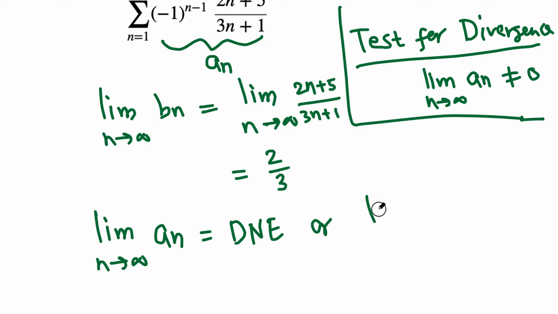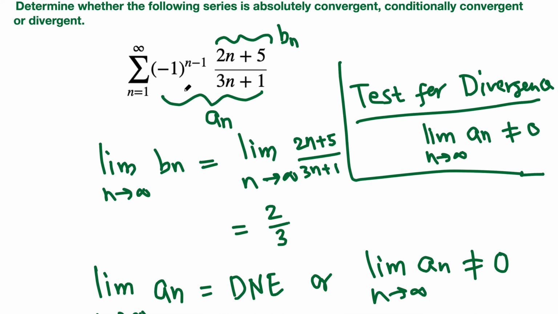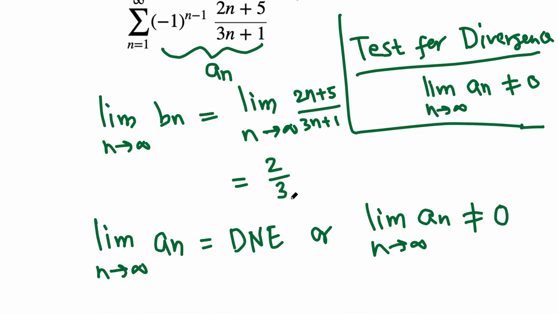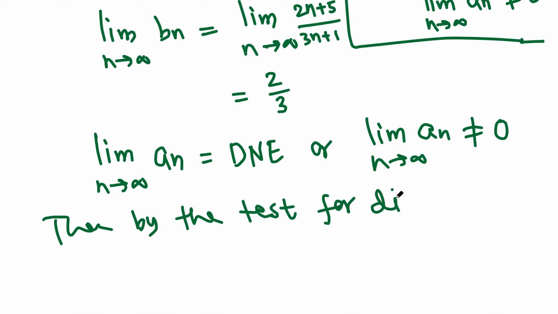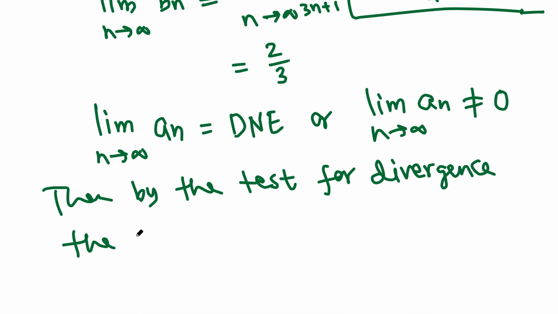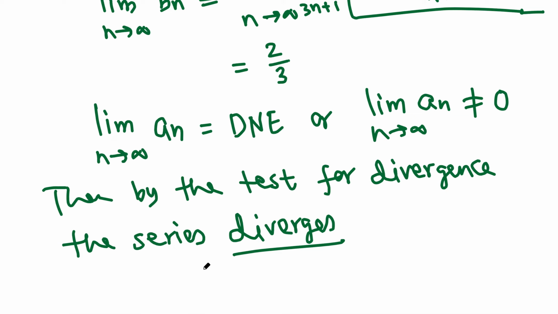Or we can say the limit of An when n goes to infinity is not equal to 0. This is good enough. In fact, the limit does not exist because we are going to get negative, positive of 2/3. Then by the test for divergence, the given series diverges, or the series is divergent.